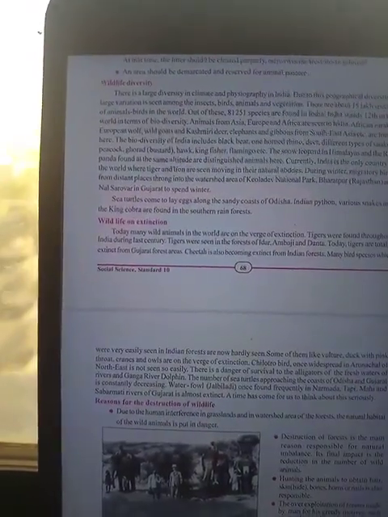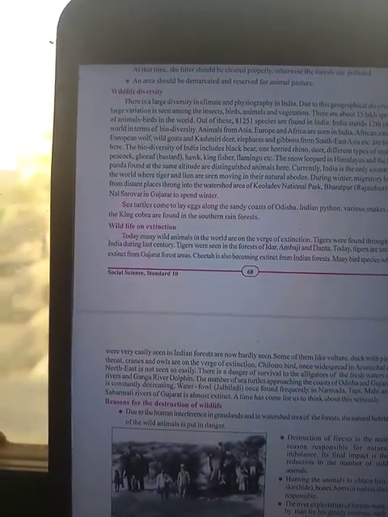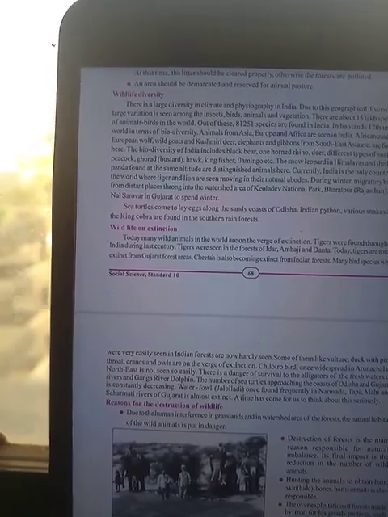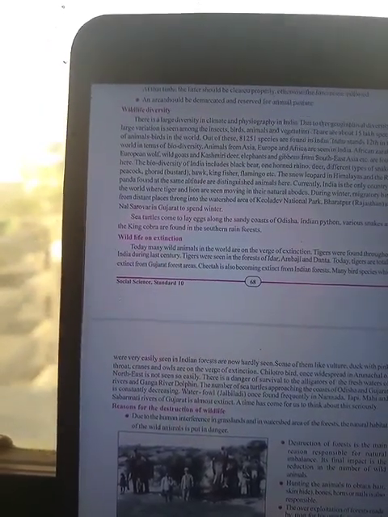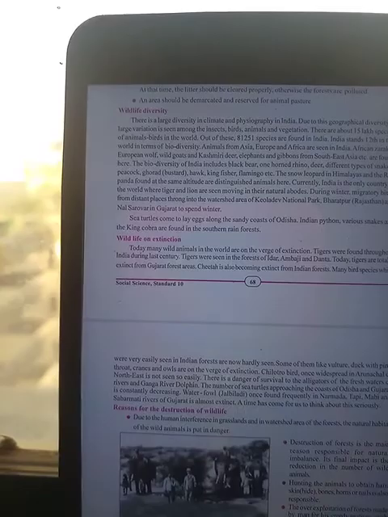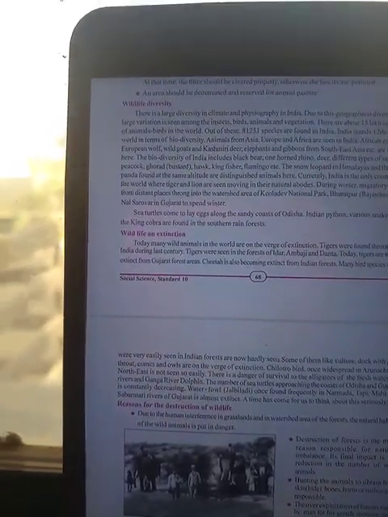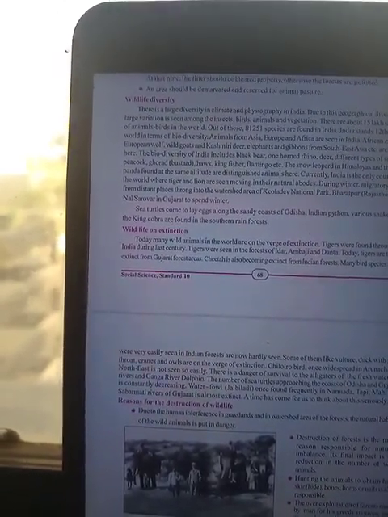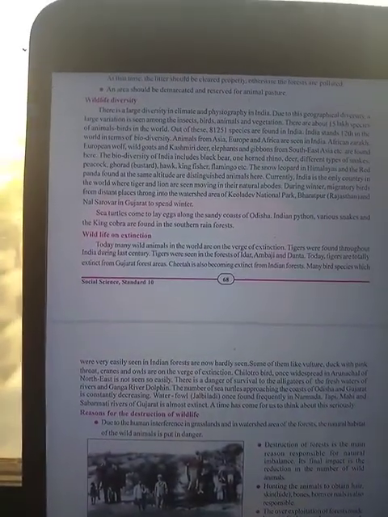According to the current biodiversity scenario, India is currently 7th, but in your textbook it is written as 12th, so you have to follow that only. Okay, currently it is 7th, but you have to follow the textbook, whatever is written, 12th.